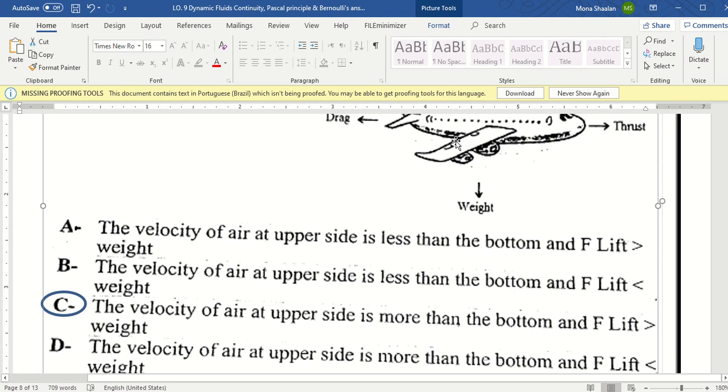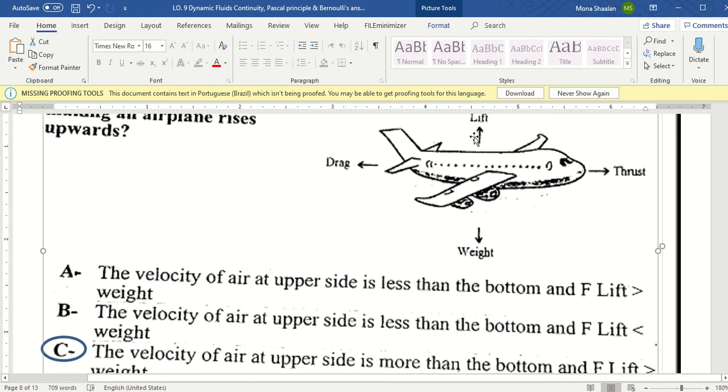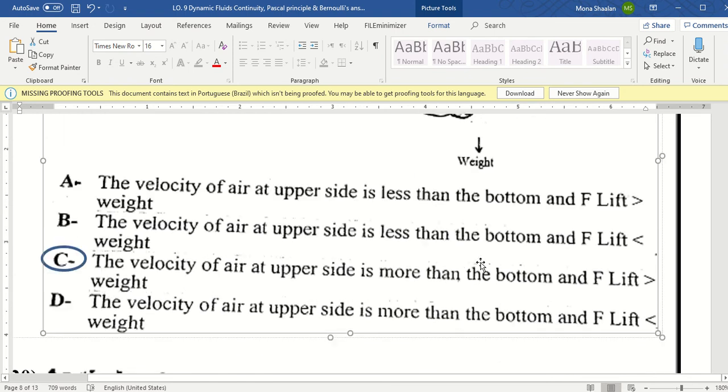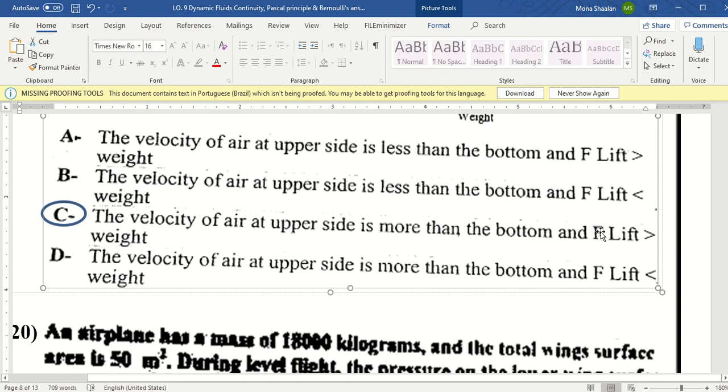This region will have a higher speed, so it creates a region of low pressure, and here the velocity is decreased, so there will be a region of high pressure, so it will be lifted up. To be lifted, the lift force must be larger than the weight force. So that's the correct one.